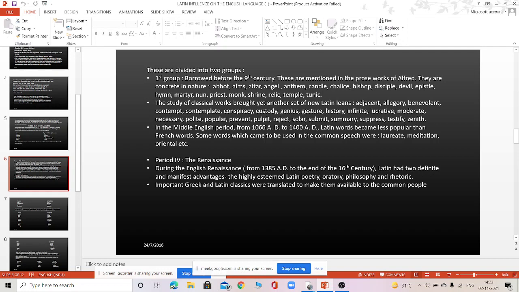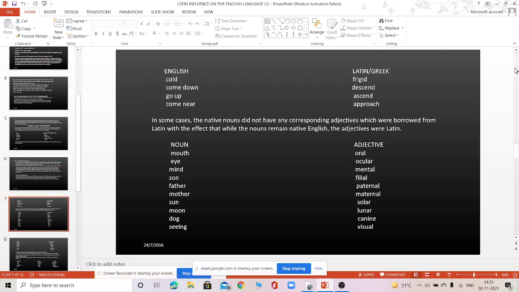So what is the Renaissance? I told you it means rebirth and a kind of renewal, so renewal of the study of classical texts. So the English word actually comes from the Latin or Greek word which was taken and translated.